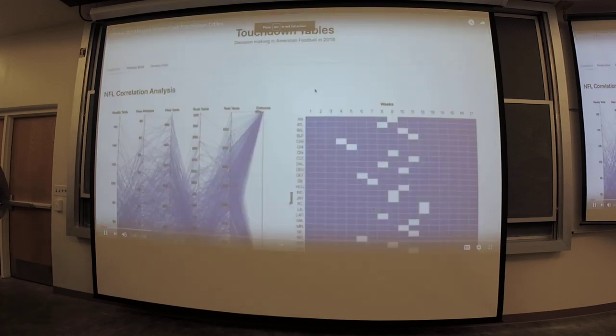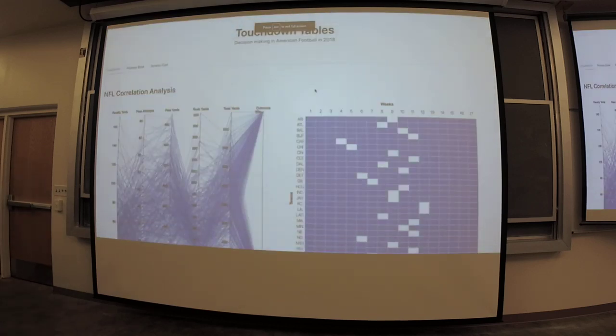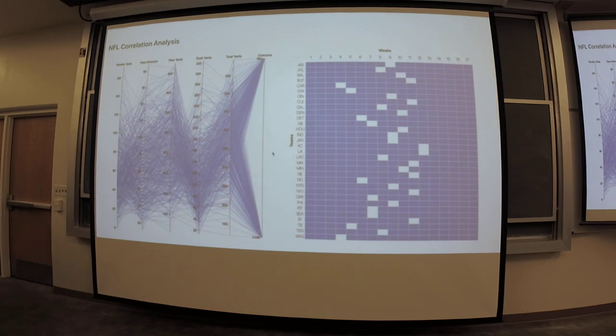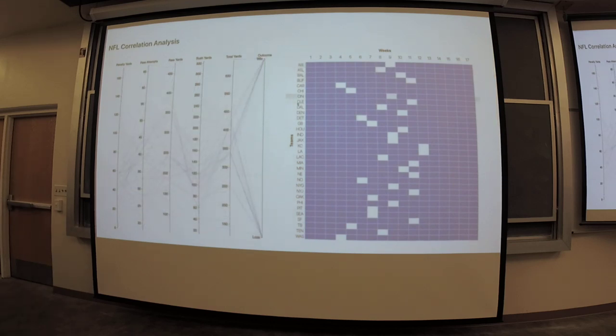We have made a visualization to show statistics and decision-making in the NFL. Starting off, we have a matrix to show the season. Each row represents a team, and each column represents the week. You can see who they've played in each week.